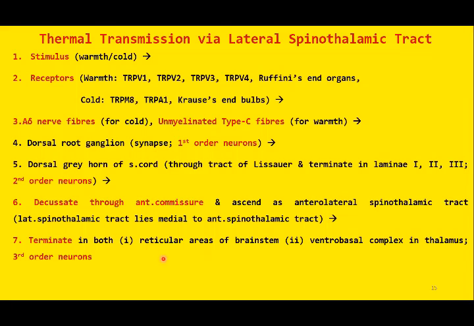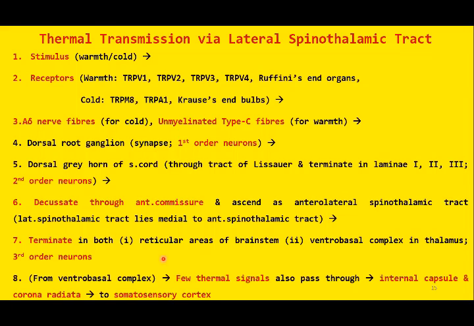Most of them. Only a few of these signals are transmitted towards the final destination, that is the cerebral cortex, somatosensory cortex. Few fibers. This is the difference. Most of the thermal signals terminate within the brainstem and thalamus. The remaining ascend from the thalamus, from the ventroposterolateral nucleus or the VBL, ventrobasal complex. They are carried through the internal capsule and the corona radiata to the final destination, that is somatosensory cortex.